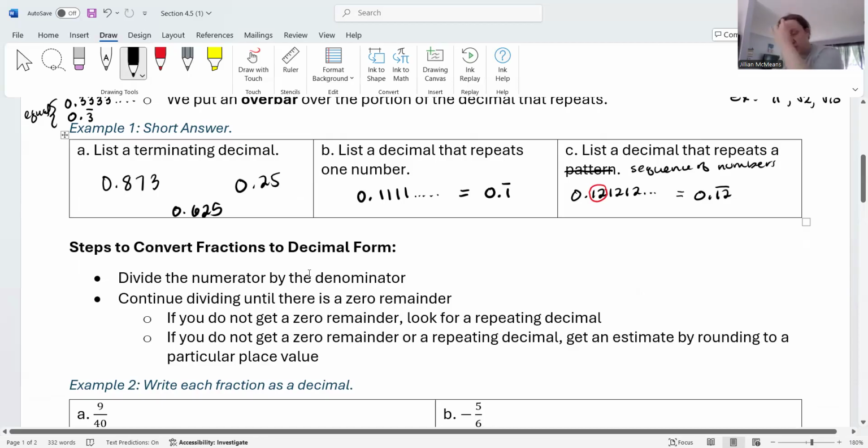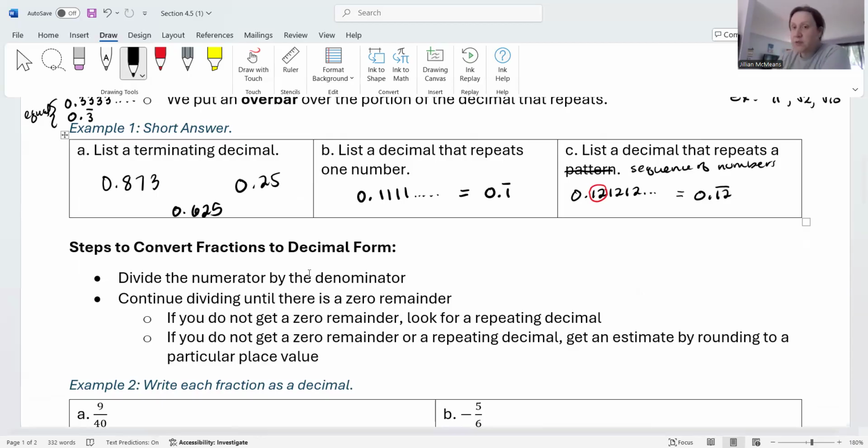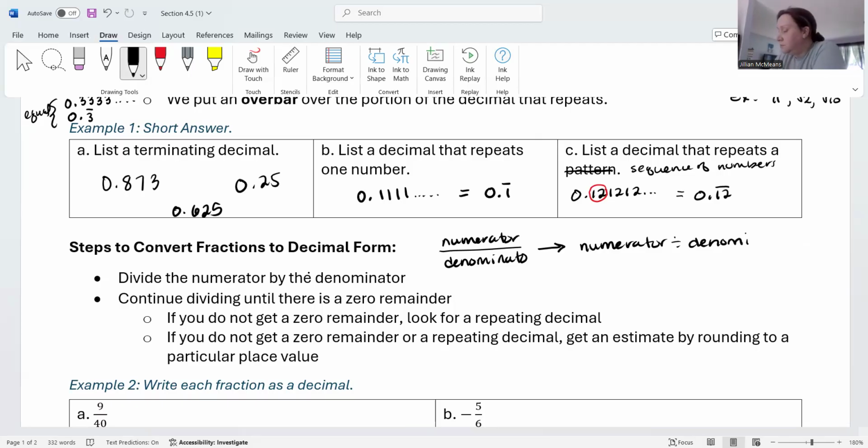So the first thing we do is take the numerator and divide it by the denominator. If we have a numerator, that's the top number, over a denominator, the bottom number, and I wanted to convert it to a decimal, I would take the numerator and divide it by the denominator. We're probably going to use long division. As much as we like to think we don't love long division, it's really powerful and really useful, so we're going to use long division.